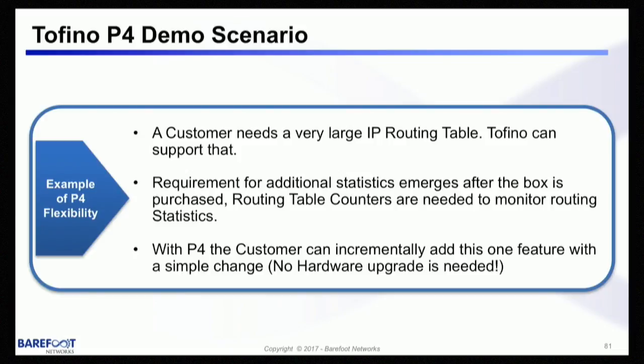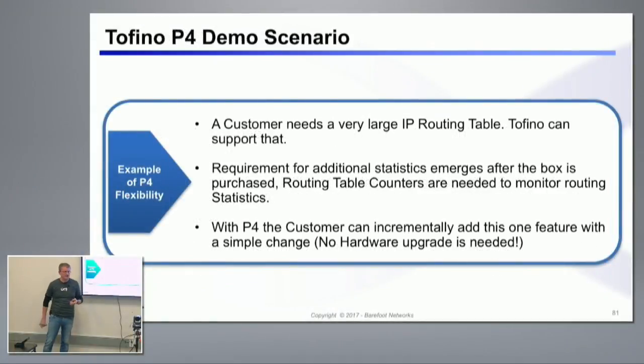So the customer will go for that specific profile that allows him to use these large IP tables. But then he finds that he actually needs additional statistics for these routes. And in the original profile, there were no counters that it could use to monitor these routes, the packets that are selecting specific prefixes. So with P4, the customer will be able to incrementally add this new feature, new functionality, which is statistics for these IP route tables. And this is a very simple P4 change.